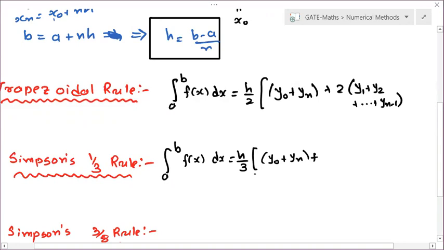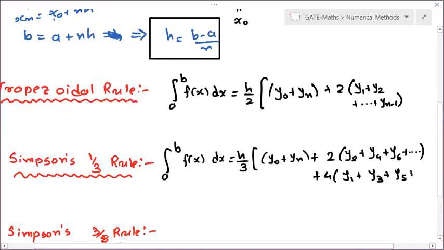Here we have to divide them into even and odd numbers. So plus 2 times I will take all even terms, that is y2 plus y4 plus y6, and with 4 I will take all odd terms, y1, y3, y5, and so on. Okay, so this is our Simpson's one-third rule.